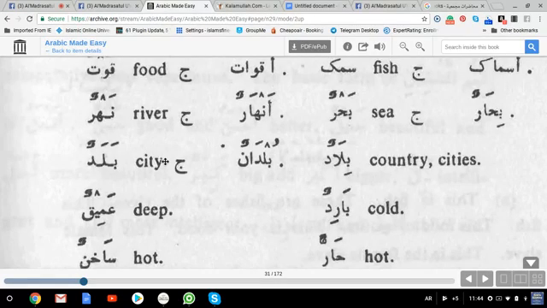So don't worry about the definition, deep definition, this and that. Memorize the pattern. Memorize what I told you. Only memorize what I told you.